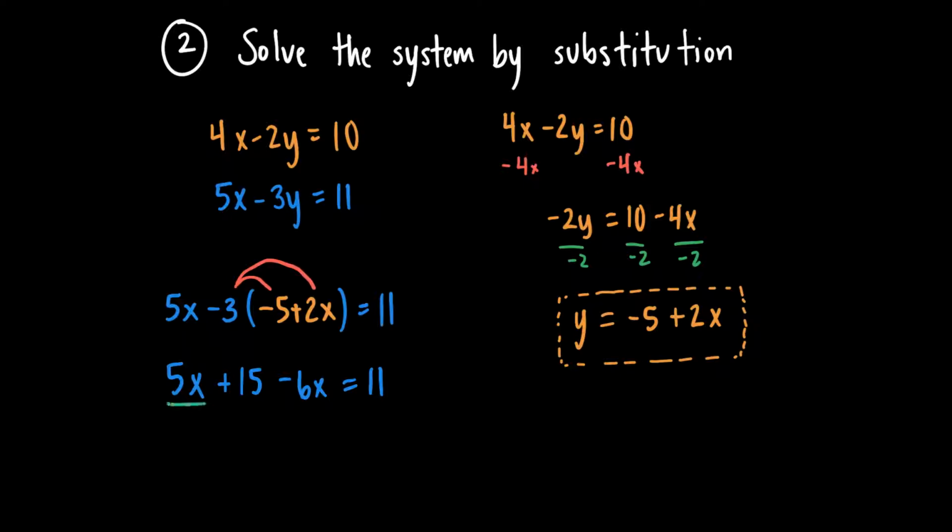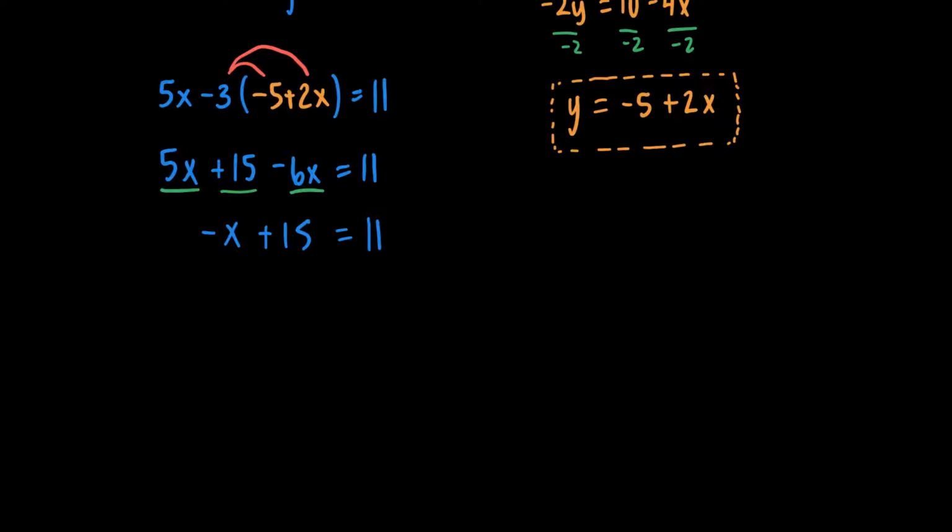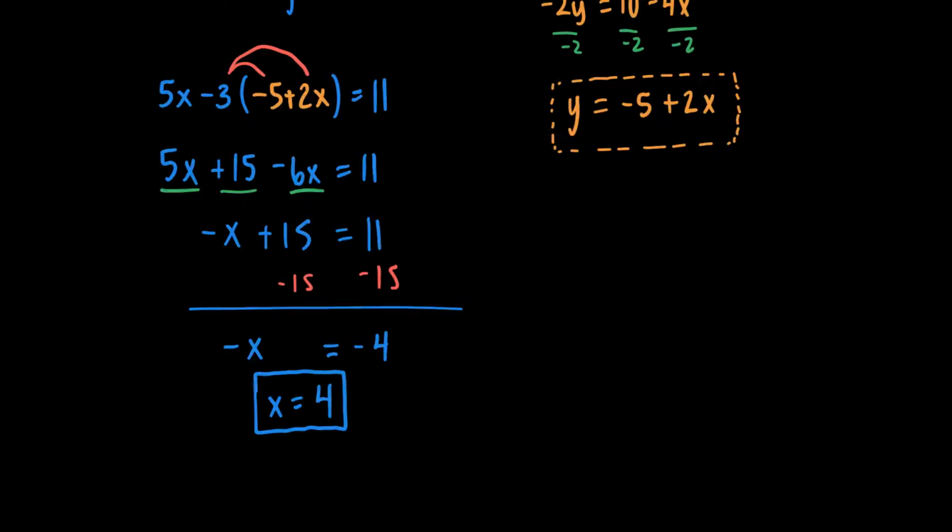And now we're just going to simplify. So, all right, 5x and negative 6x. If you add those two together, you get negative 1x. I'm just going to write negative x. And then plus 15. That's equal to 11. And from here, let's subtract 15 from both sides. So minus 15, and what we're left with is negative x is equal to 11 minus 15, which is negative 4. If you divide by negative 1 on both sides, you'll get x is equal to 4. Okay? That's one of our solutions.